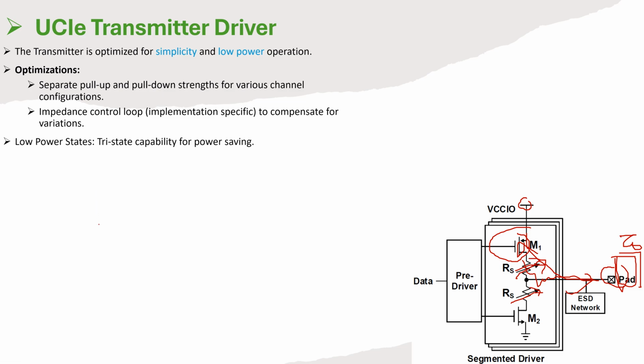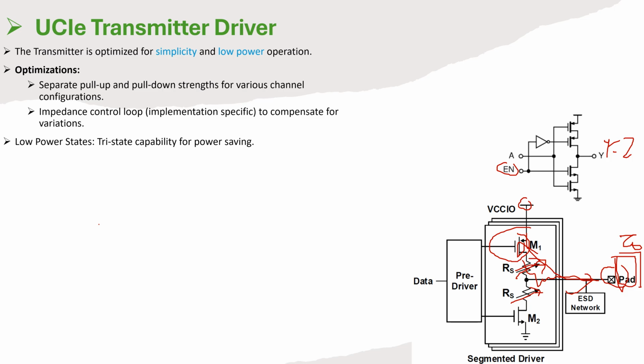And the low power states. The transmitter driver needs to have tri-state capability for power saving. For example, I'm taking an example of a tri-state inverter. You can just imagine that. When enable is deasserted, Y is at Z, high impedance. The same concept can be applied for the driver also.